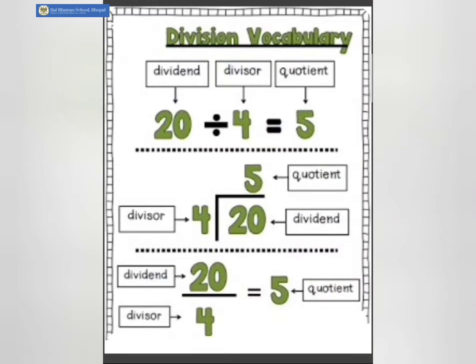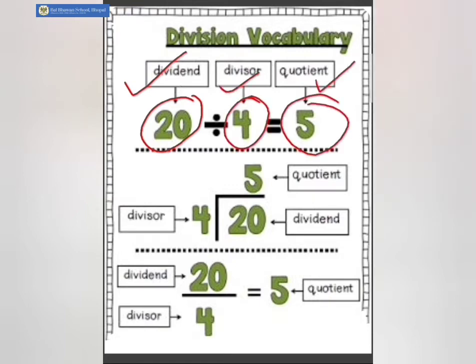Let us quickly revise the division vocabulary. Here in this example, 20 is called the dividend, 4 is the divisor, and the answer is called the quotient. Another way to represent division is through making a bar or the hut. So we write the divisor here, the dividend inside the hut, and the quotient comes above.